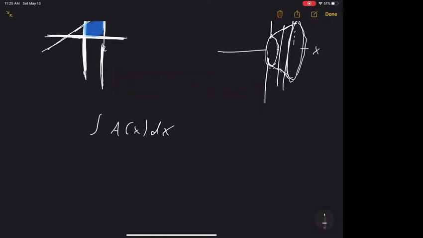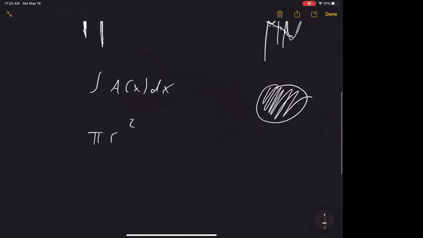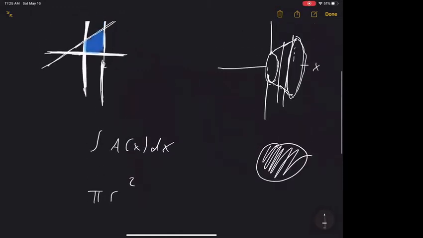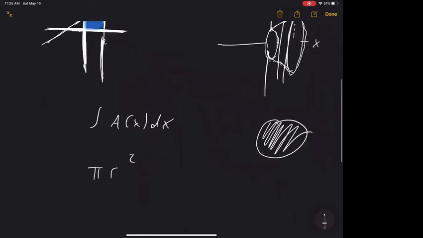Okay. All right. So what do these cross sections look like? Well, if I take a cross section and lay it flat on the page, I can tell it's going to be a solid disk. Okay. So I need to use the formula pi r squared. Okay. So what's the radius of my object at each point, my cross sections?